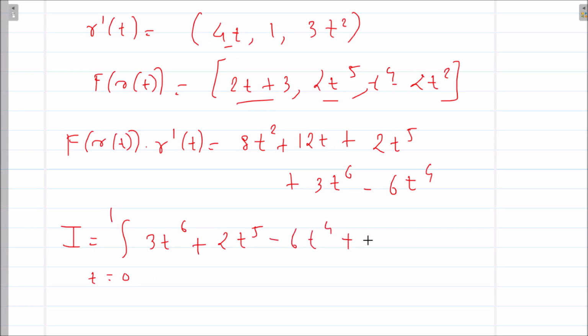And now I think integration is quite easy. You can simply do the integration and if you're not lazy, then I would be happy if you comment the answer in the comment section.